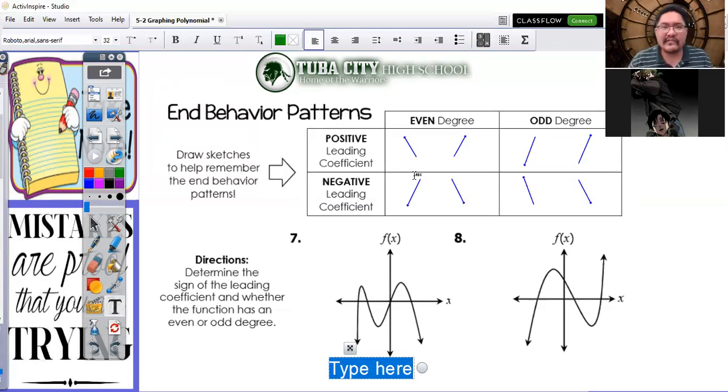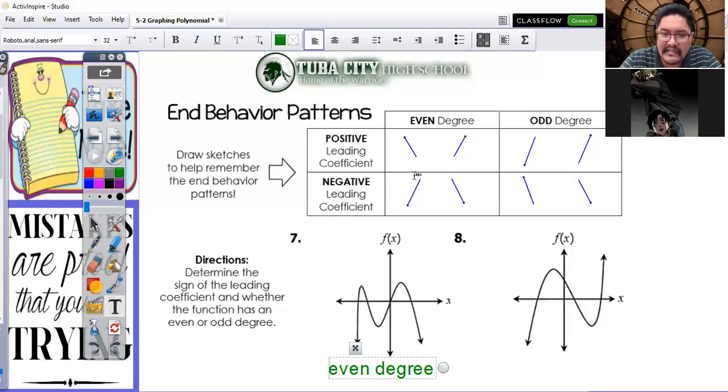In this case here, we have something that looks like an M. There are 4 segments: one that goes up and one that goes down, a second that goes up, and a second that goes down. So there are 4 segments in direction. That means this is a 4-degree polynomial, so we can say that it is an even degree.